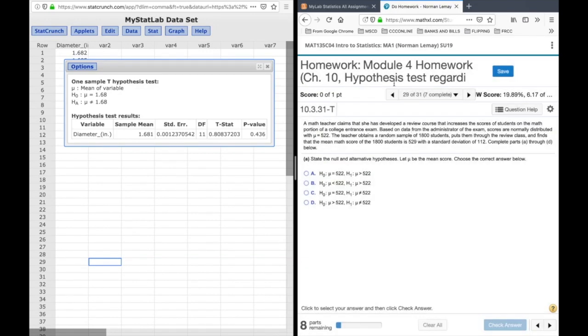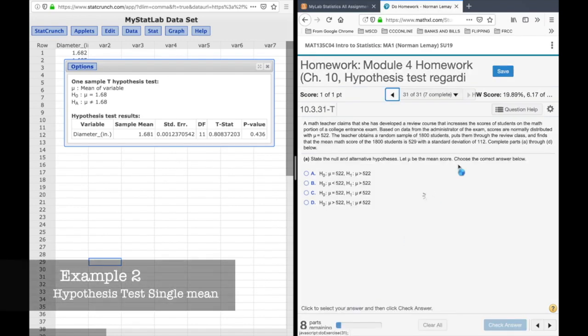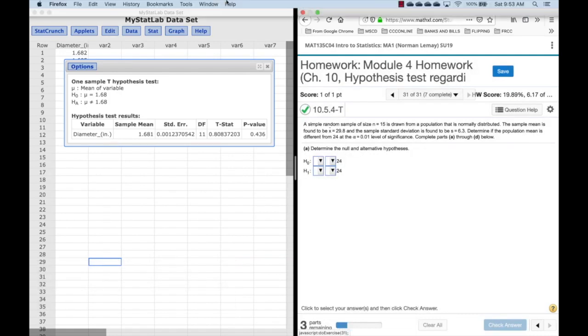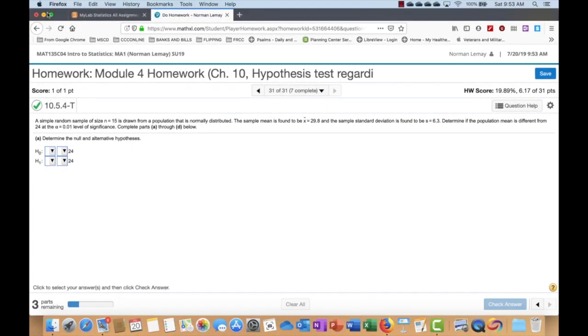Okay. So I'd like to go ahead and take a look at one more. Maybe take a look at this one. Let me go ahead and click here. I want to close this window. Okay, so now we're back here. All right. So a random sample of size 15 is drawn, normally distributed. We have a sample mean of 29.8, sample standard deviation 6.3. So determine if the population mean is different from 24.